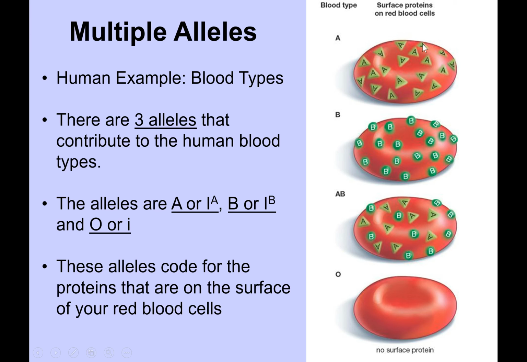If you have type A blood, you have type A proteins on the surface of your red blood cells. If you have type B blood, you have B proteins on the surface of your red blood cells. If you have AB blood, you have both A and B proteins on the surface of your red blood cells. And if you have O type blood, you don't have any proteins on the surface of your red blood cells. This becomes important when you donate blood or if you were to receive a blood transfusion. We'll also talk about that shortly. All right, so three alleles contributing to our four different human blood types.